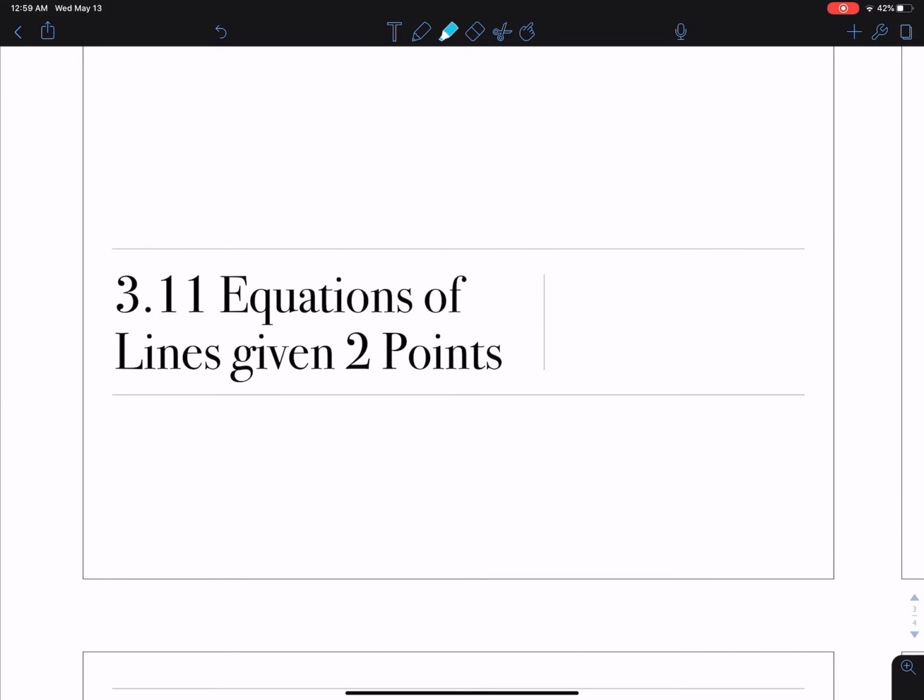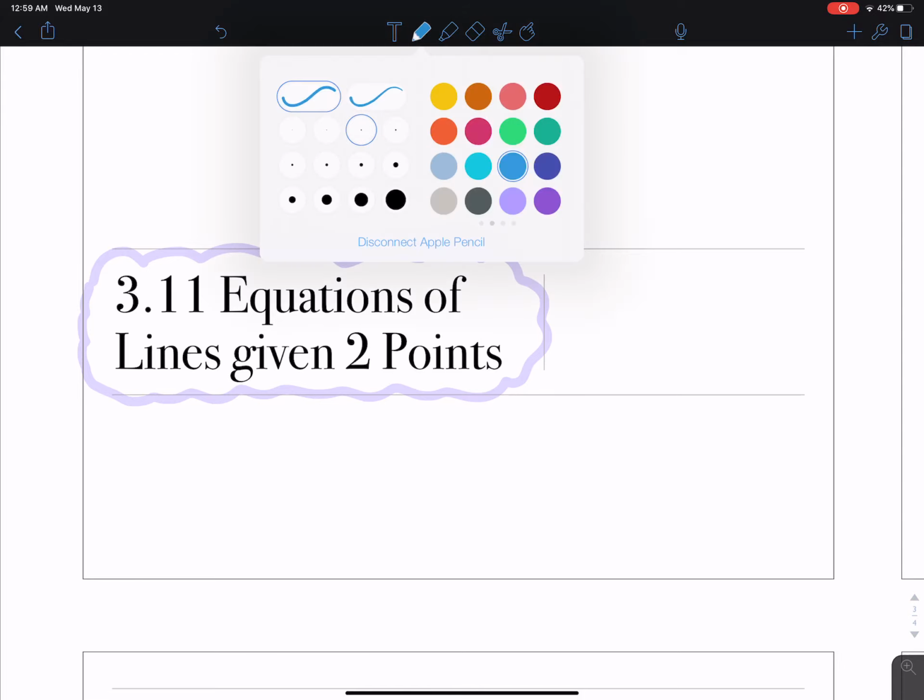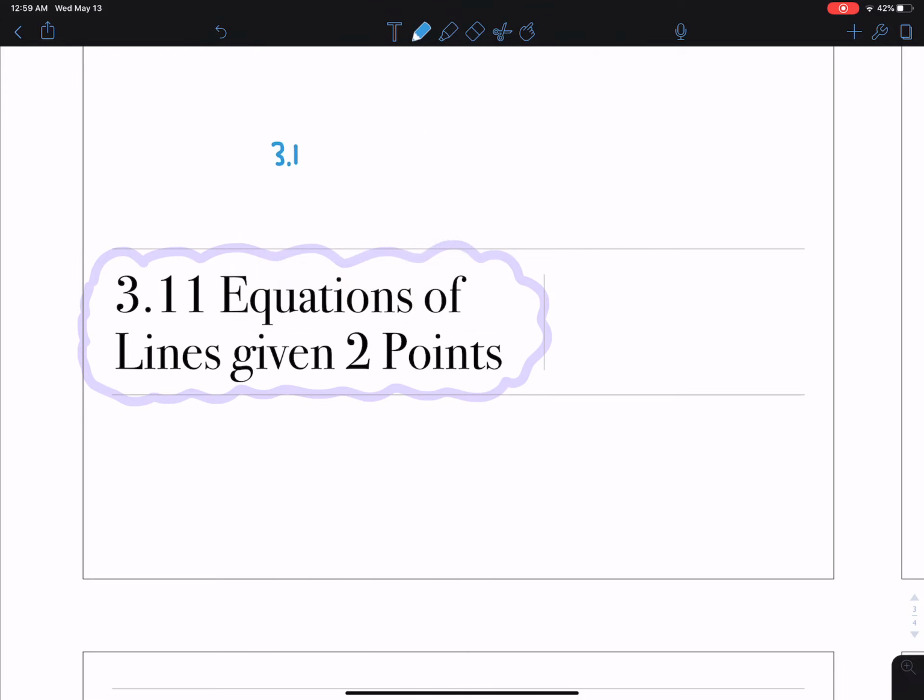And that brings us to 3.11, which is the equation of a line when you're given 2 points. So in 3.10, oops, let me make my pen a little smaller. So in 3.10, we were given 1 point and a slope. In this case, we're given 2 points. So we don't have the slope, we just have an extra point. So it's a different set of things to start with. And essentially, you're doing this process in the activities.